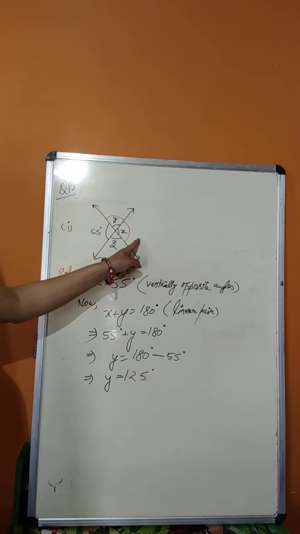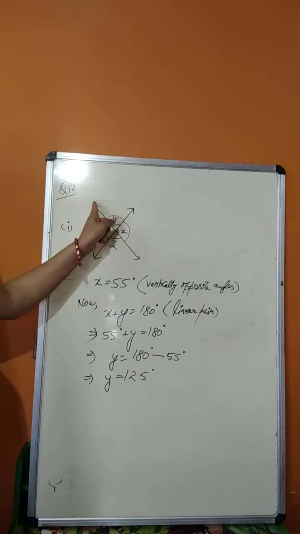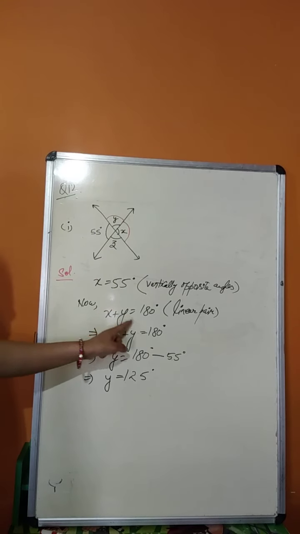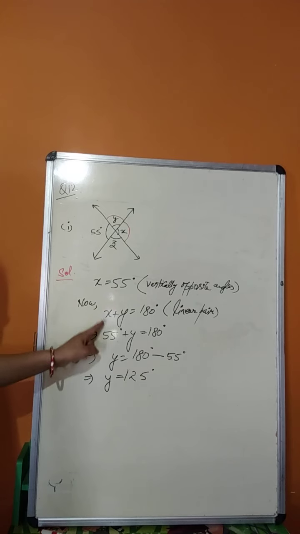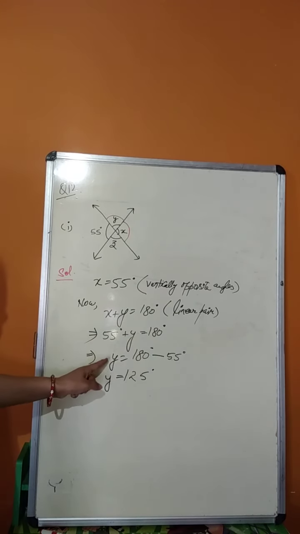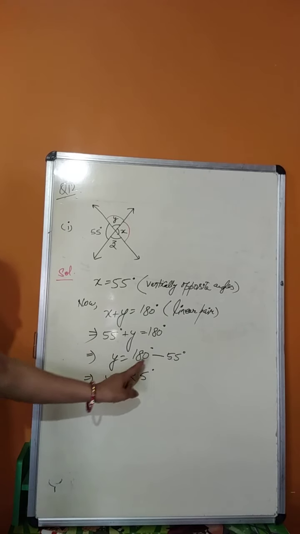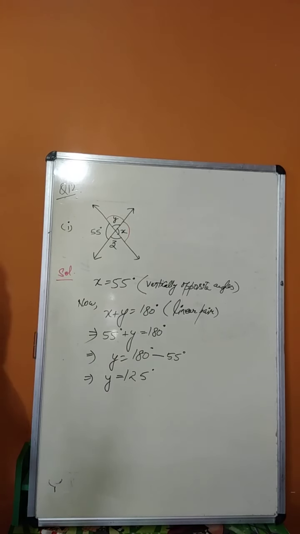First, x is equal to 55 degrees, vertically opposite angles, and then we make use of the linear pair. X plus y are forming a linear pair, so x plus y is equal to 180 degrees. Already we have the value of x, so we put it down: 55 plus y is equal to 180 degrees. Then we find y by transposing 55 to the RHS. It becomes minus 55, and 180 minus 55 is equal to 125. I hope it's clear to everyone.